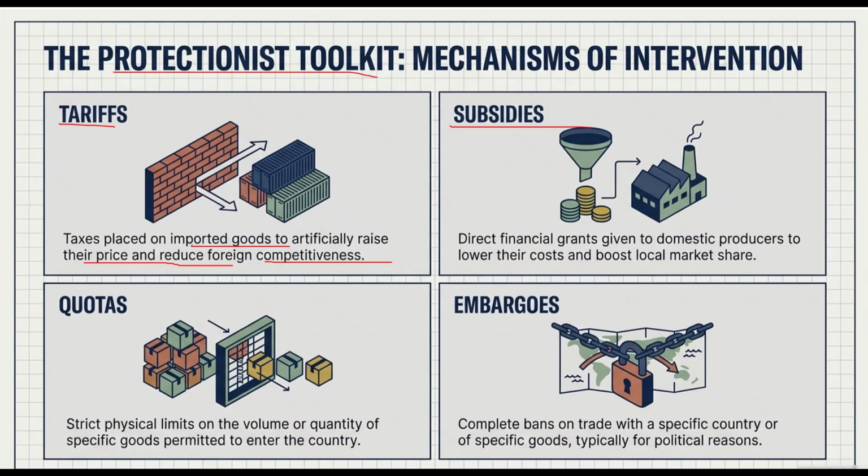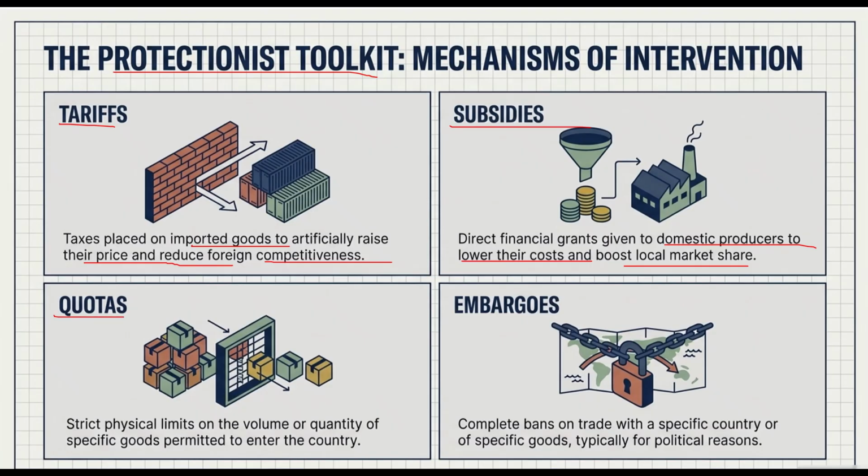What are subsidies? A direct financial grant given to domestic producers to lower their costs and boost the local market share. So when the influence of foreign imported goods is increasing, the government will give some subsidies to the domestic producers, so they can reduce the price and thereby cover more market share. Okay. Then we have quotas.